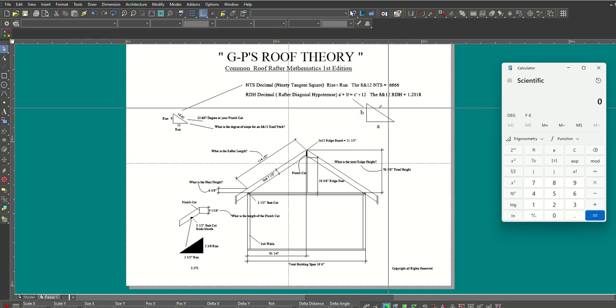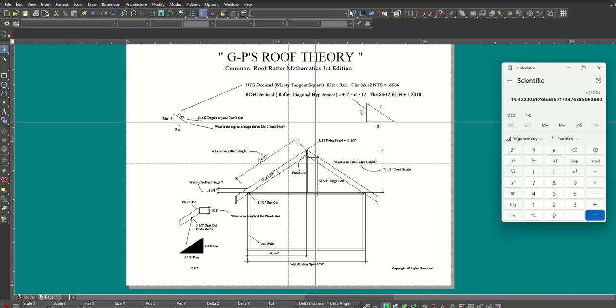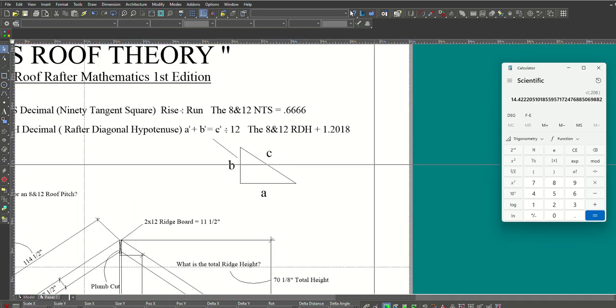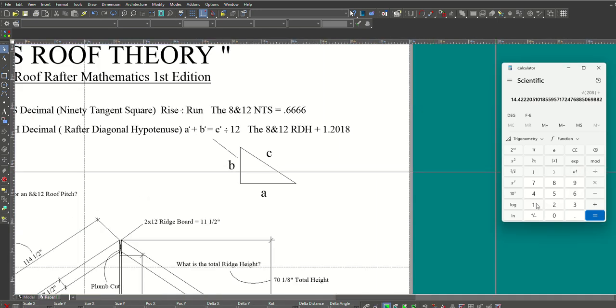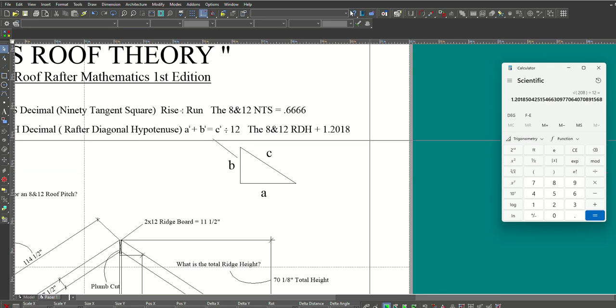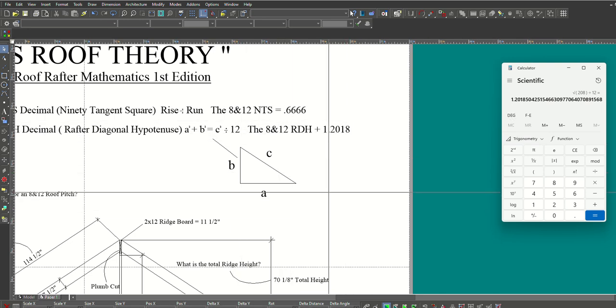So the A squared plus B squared: you have 12 squared plus 8 squared equals, and then you take the square root, 14.42 inches. Now we divide by 12, which equals 1.2018 feet, which is the same as 14.42 inches.